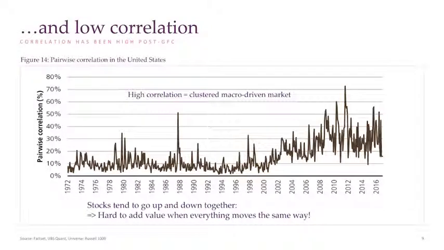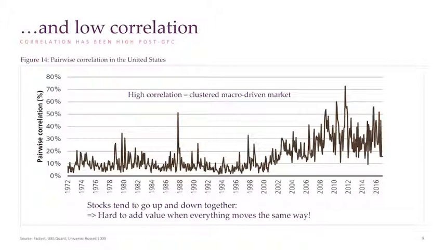So correlation measures the extent to which stocks move in the same direction at the same time. And again, this goes way back to 1972 in the United States. High correlation, stocks tend to go up and down together, hard to add value when everything moves the same way. So you can see on the right-hand side, the last 9 years, post the GFC, much higher share price correlations, around 35% on average. Whereas if you move back the previous 35 years, to the left-hand side, way back to 1972, you can see the correlation on average around 15%, but much of the time sub 10%.